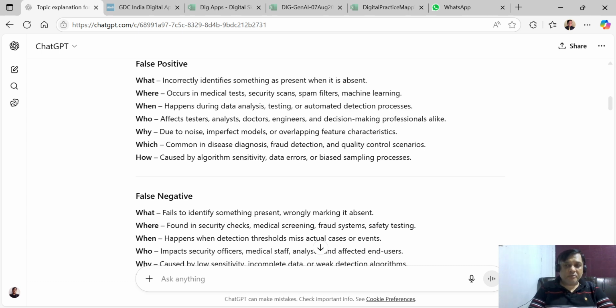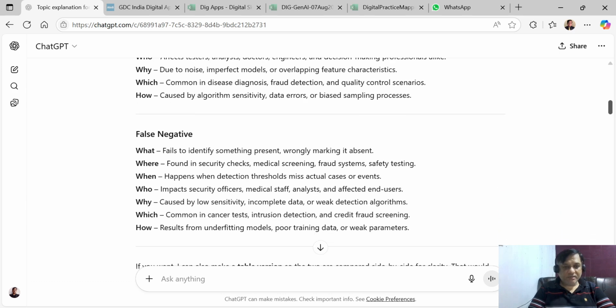Now, the totally opposite of that is false negative. So what is a false negative? It fails to identify something present, wrongly marking it absent. This is totally different. It fails to see that it is present and wrongly marks it as absent. For example, when writing 9, 9 and 0, 0, 0, but the 0 is shown as 9, it fails to identify the presence of 0, which is wrong.